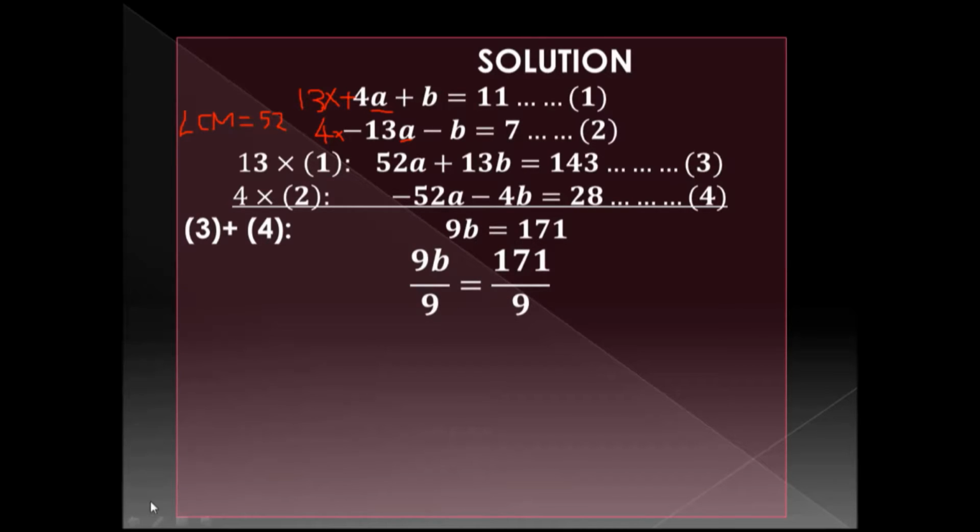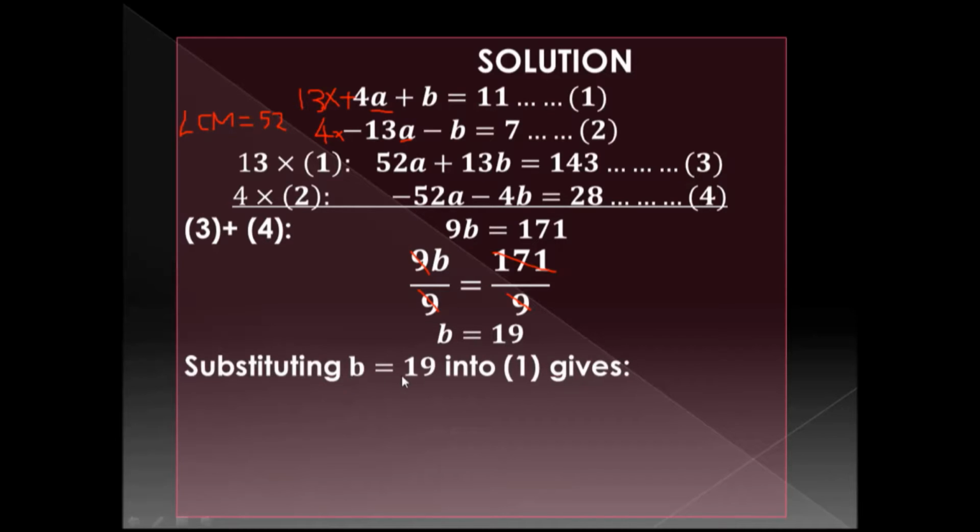Let's solve this equation. So dividing 9 into both the left hand side and the right hand side, b will collapse to 19. Substituting b is equal to 19 into any of the 4 equations, equation 1, 2, 3, or 4. My equation of choice is equation 1. Remember, whichever equation you used, still our answers would tally.